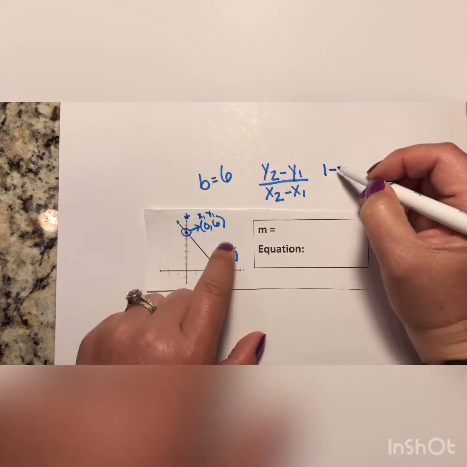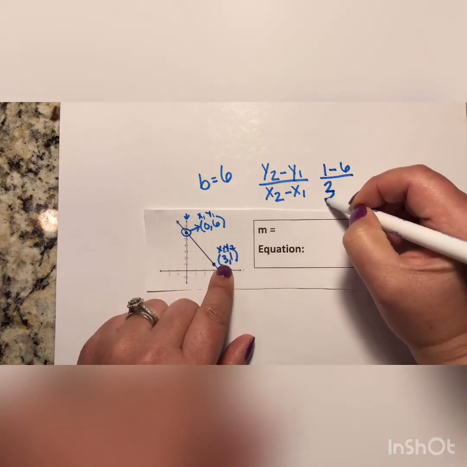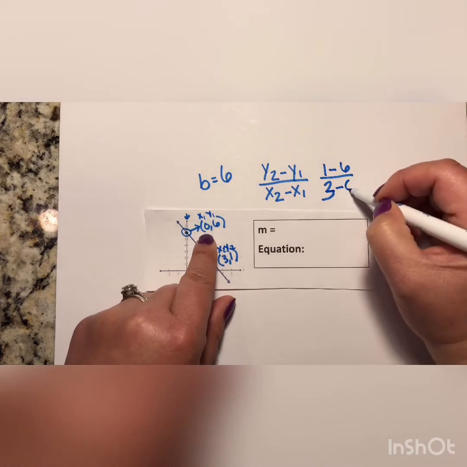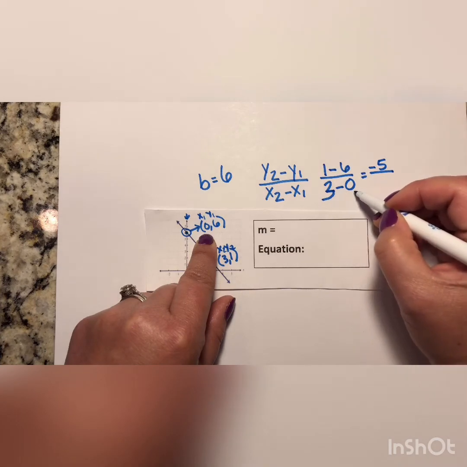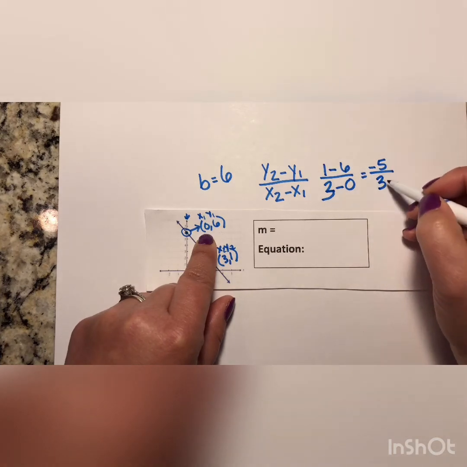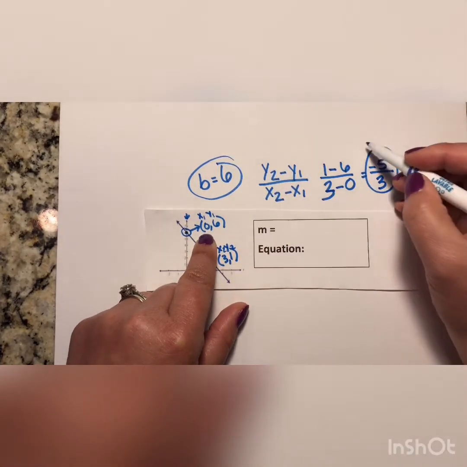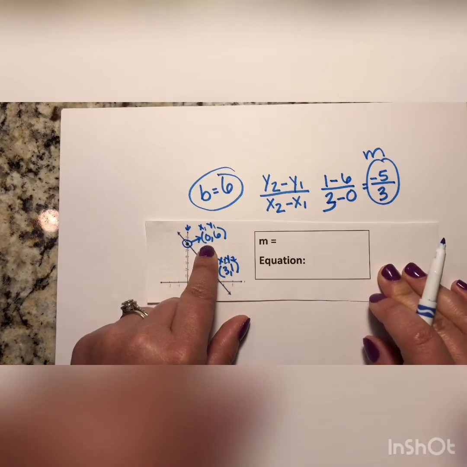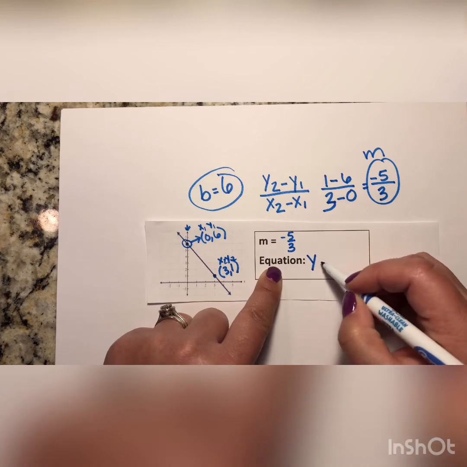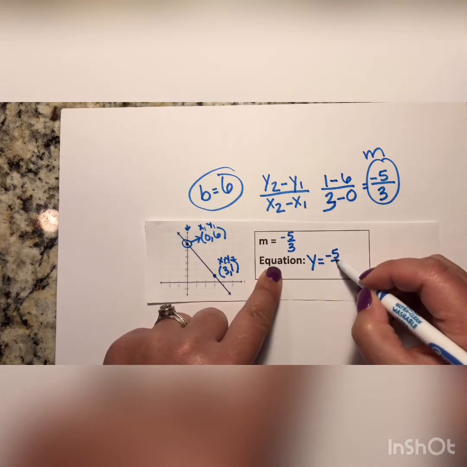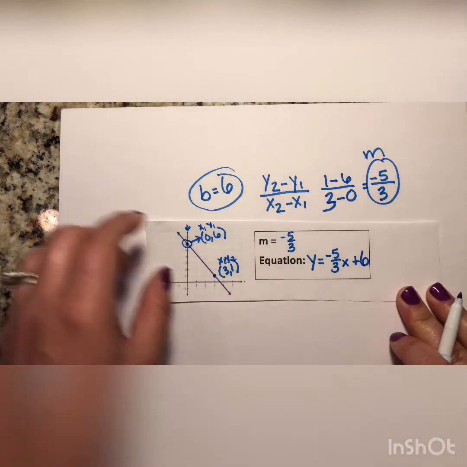y2 minus y1 over x2 minus x1. 1 minus 6 is -5. 3 minus 0 is 3. That cannot be simplified, so this is my slope. So I have my y-intercept and I have my slope. Now I can write my equation of the line. m equals -5 over 3. So the equation is y = -5/3 x + 6. That's the equation of my line.